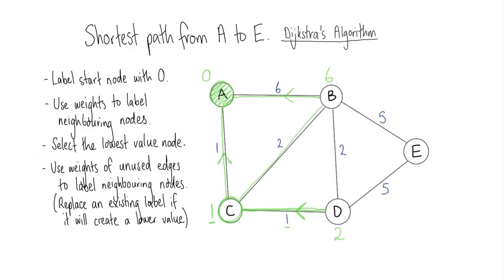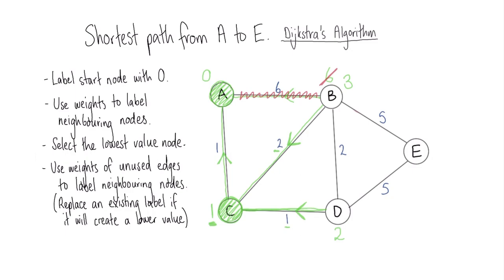If I travel along that edge, note that we replace an existing label if it will create a lower value. Now I started at 1 at C, and if I add on 2, I would get 3. Now 3 is a lower value than 6, so I'm going to cross out that 6, and I'm just going to cross out that edge. That's where I got the 6 from, but that's not going to give me the shortest path, so I'm crossing that out. And I need to put an arrow back where I have just come from to get 3 at B. Those are all my edges coming out of C, so I'm done with C.